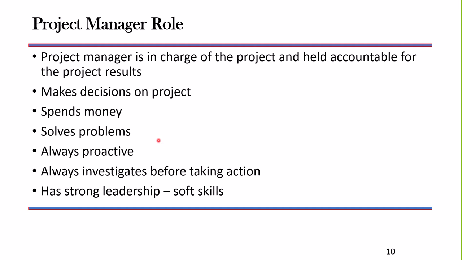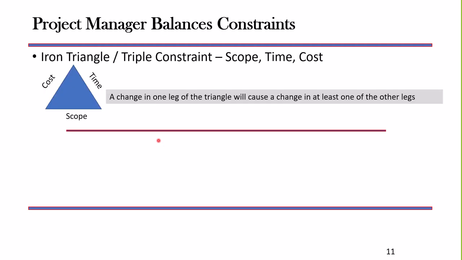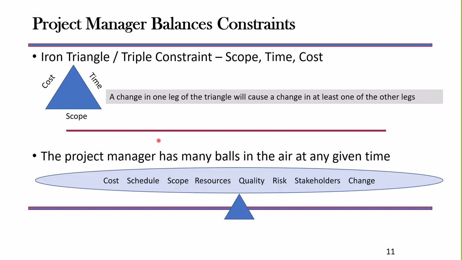You see, a project manager is going to be balancing a lot of balls in the air at the same time. Cost, schedule, scope, resource, quality, risk, stakeholders, changes, everything in the project, they're going to have to balance that. And we have what we call this iron triangle or triple constraint. Every predictive project has the cost, time, and scope, and we translate those actually into baselines.